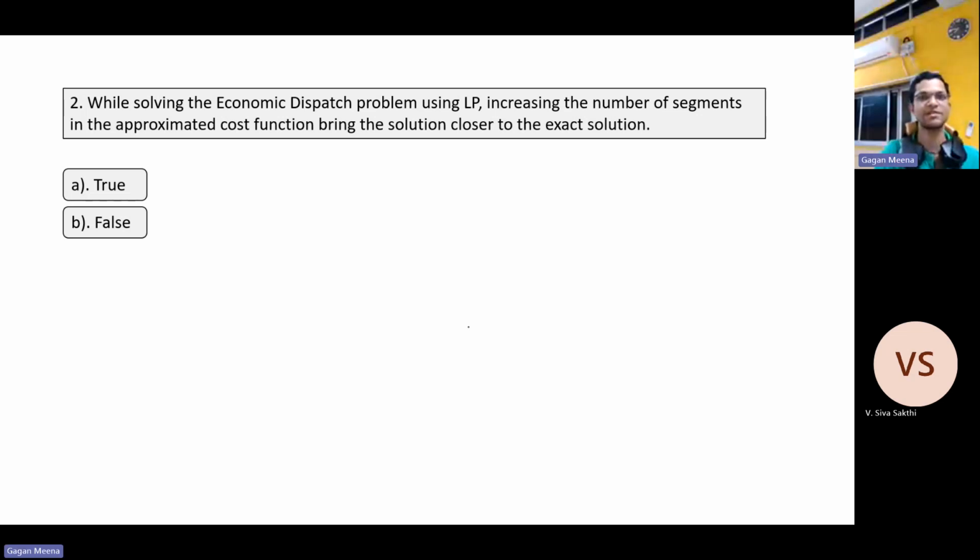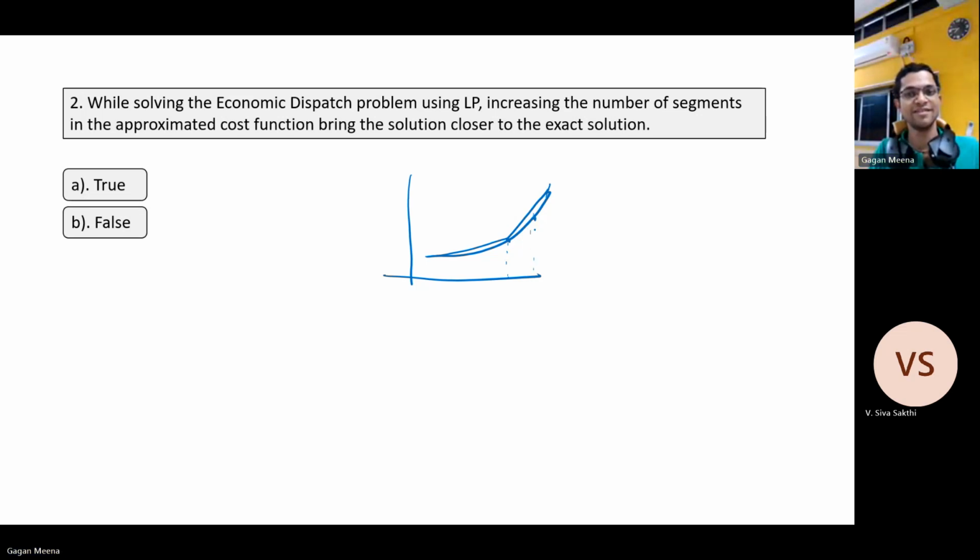the approximated cost function brings the solution closer to the exact solution. We have already seen this cost curve and we tried to linearize it, right? There can be several ways, depending upon the number of steps. Depending upon the number of steps, the linearization will be different, and the solution lies depending upon the steps only. Suppose the solution lies here, then both are very close. But if the solution lies here, then these two solutions will not be close enough. And this is for two segments.